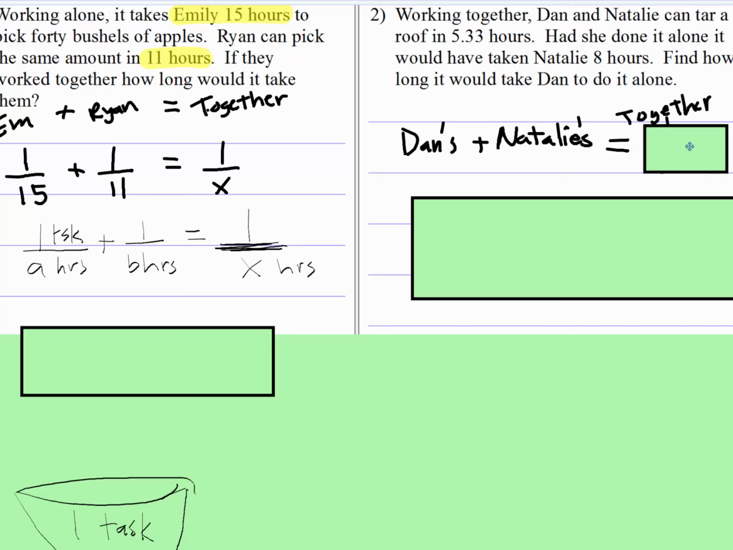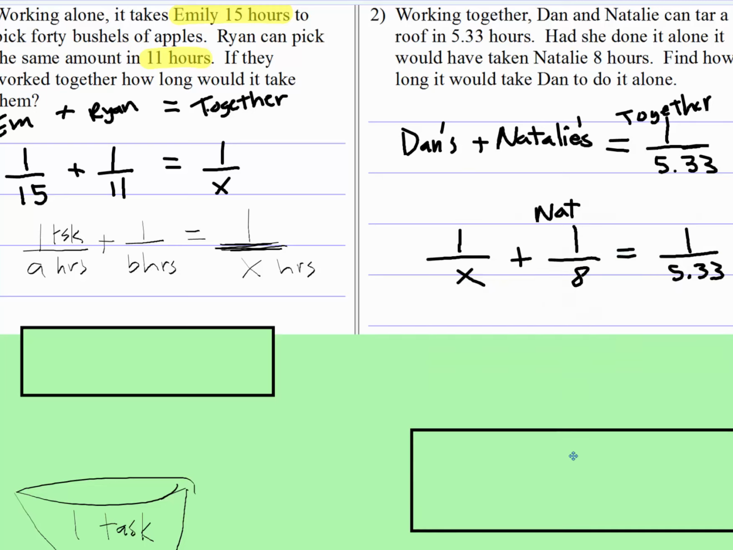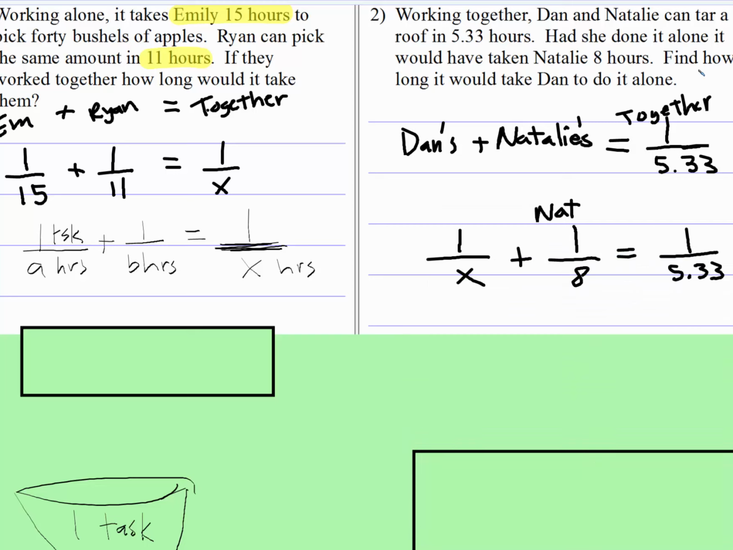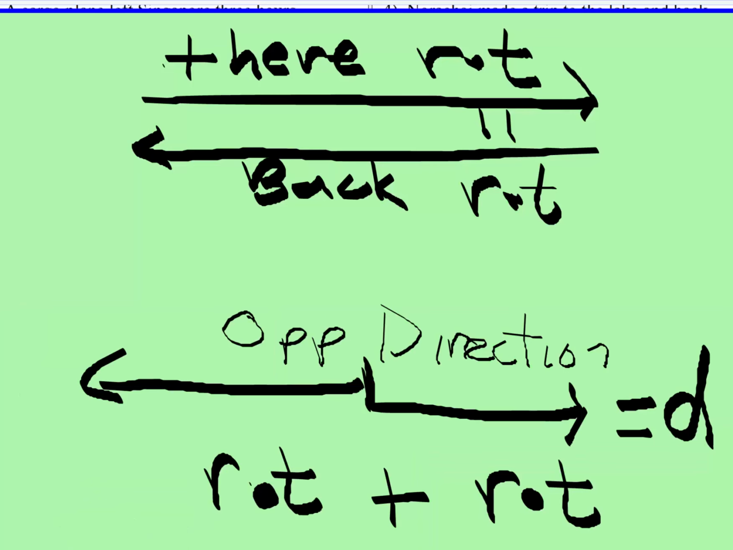So now the other setup is when working together, Dan and Natalie can tar a roof. They tell us how long it takes them to do it together. We don't know one of their times. Let's see, had she done it alone, it would have taken Natalie 8 hours, and we don't know Dan. Find out how long it would have taken Dan. So guess what? Get this by itself. Subtract the 1/8 from both sides, and then find common denominators and solve like you normally would. All right, let's go ahead and go on to the other.